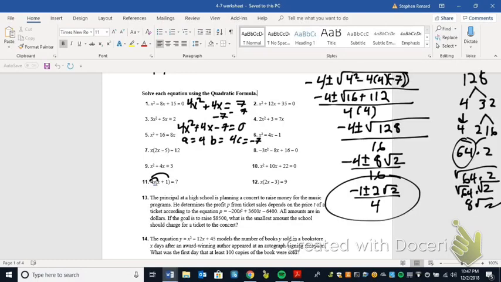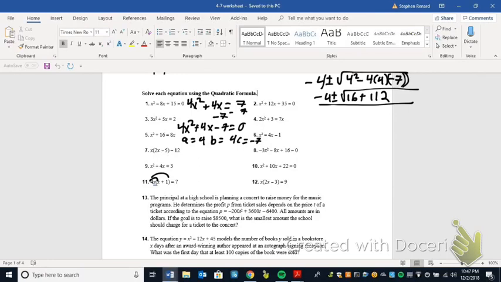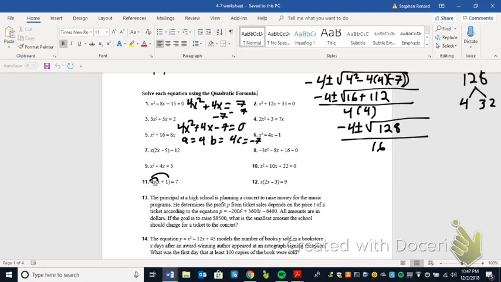So we go like that. Now notice here when I get negative 4 plus or minus the square root of 16 plus 112, over 4 times 4. So that gives me negative 4 plus or minus the square root of 128 over 16. Now the square root of 128, I'm going to look at this and go, okay, 128 is divisible by 4. I know that because 28 is divisible by 4. And if the last two digits of a number are divisible by 4, then the whole number is divisible by 4. So we have 4 times 32.